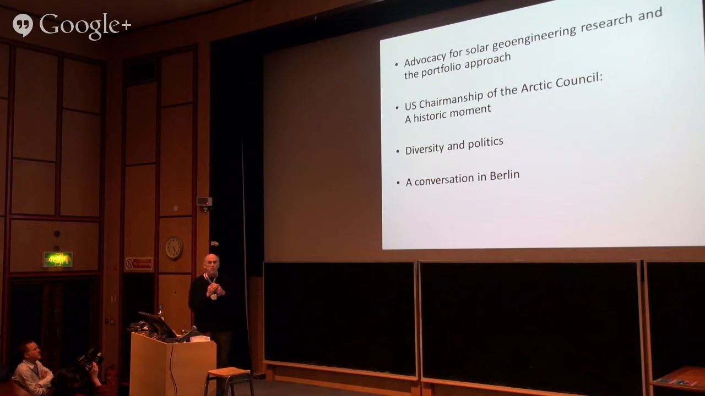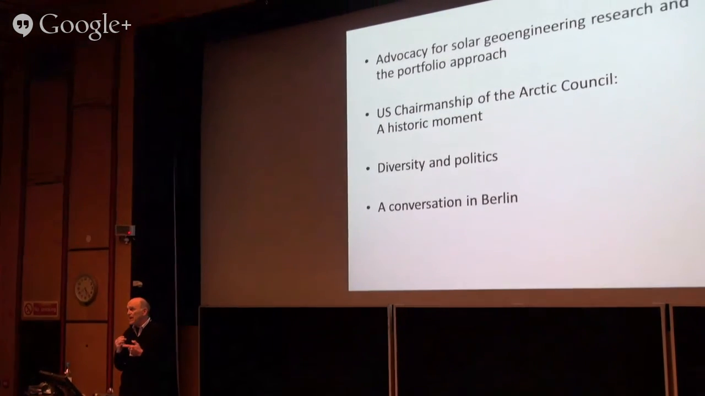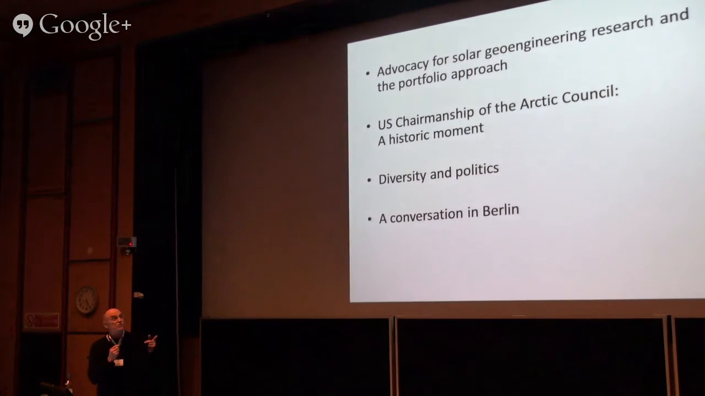Because if you look at the drivers in the political community for wanting to know if we have any answers, if we have any tools, and what the risks are, you need the really two big drivers. One may be the Arctic. In fact, the National Academy of Sciences report on research needs in the Arctic clearly stated that the geoengineering issue could emerge out of the Arctic and we needed to have answers.